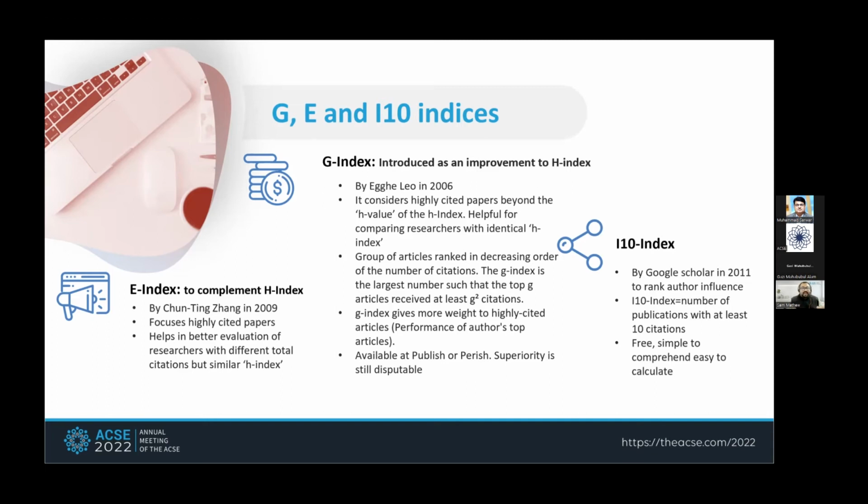That means it considers highly cited papers beyond the H value. The G index is available at the Publish or Perish website, which is not proprietary and not subscription based. And the i10 index is a free, simple to comprehend and easy to calculate metric introduced by Google Scholar. This is nothing but the number of publications with at least 10 citations. It is a very simple metric, but that also adds some value.